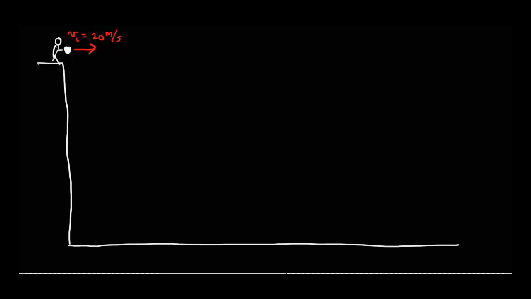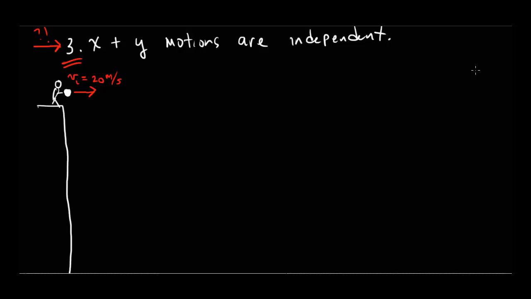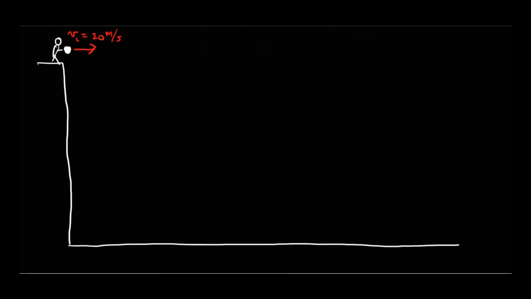And so I want to think about how this ball is going to move through space if I throw it 20 meters per second out. And I'm actually going to invoke the third rule here. I'm going to invoke the fact that these motions are independent. And what I'm going to say is, all right, well, let's just think about the y motion. What's going to happen on the y motion?